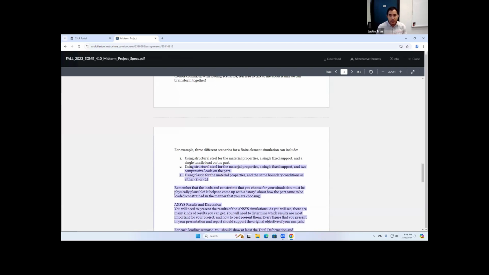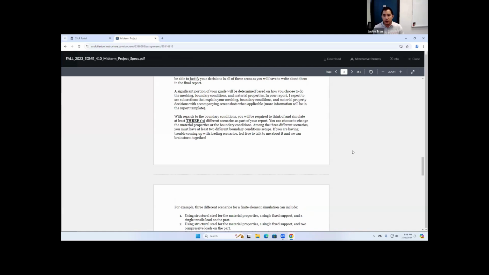A second scenario may be to use structural steel, a single fixed support, and maybe 2 compressive loads. So you change the loading on your part. In your third scenario, maybe you change the material properties to plastic, but you use the same boundary conditions or the same forces as either scenario 1 or scenario 2. So what I'm saying is 3 different scenarios for your finite element simulation.